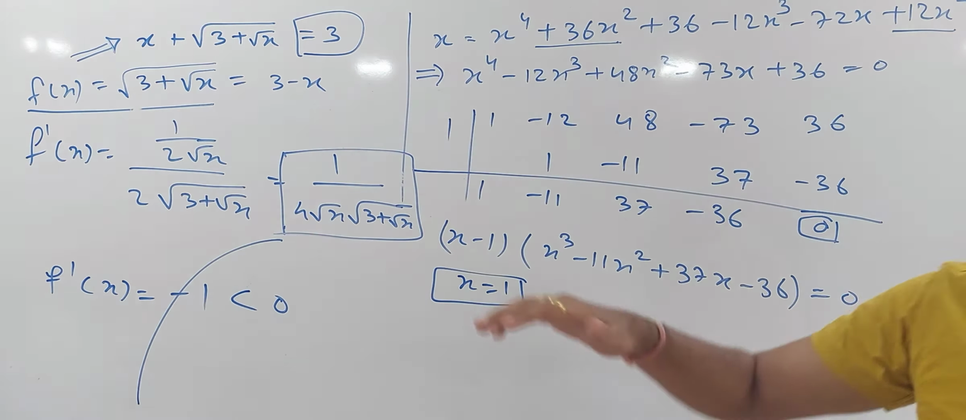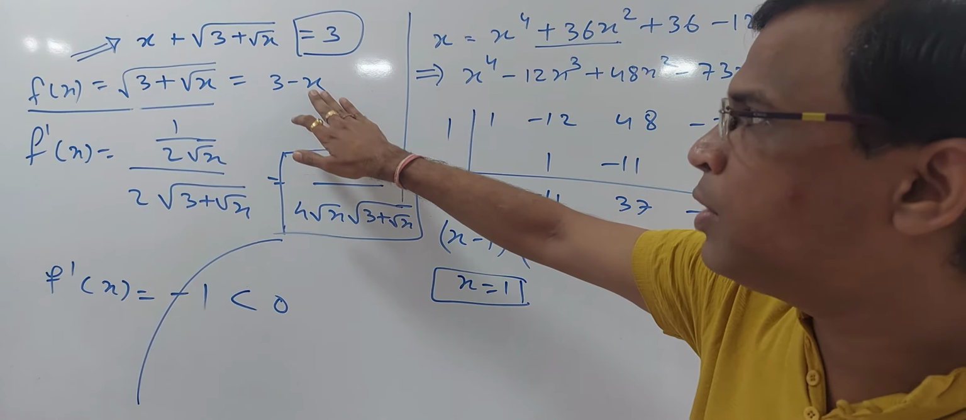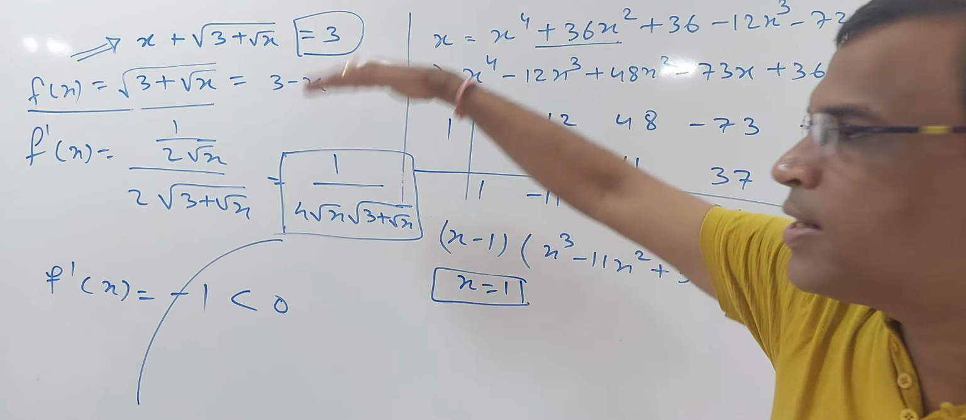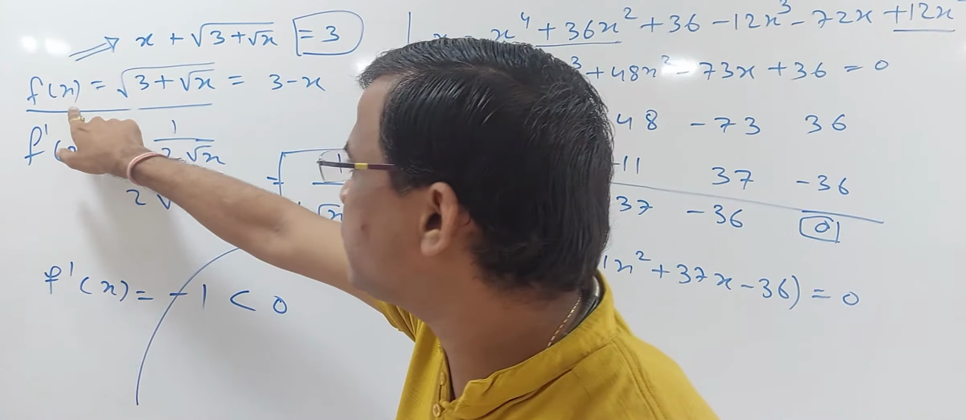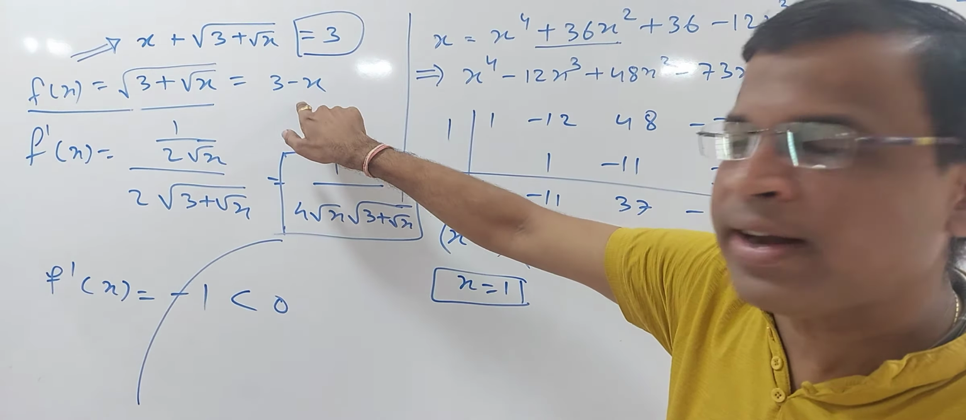Rather, you can also try just by observing: if you put x equal to 1 you will get answer 2, if x is equal to 2 you will get answer 1. So increasing the value of x decreases the function's value, so it is a decreasing function. And yes, I can simply say that this is a linear function, so it should have a straight line.